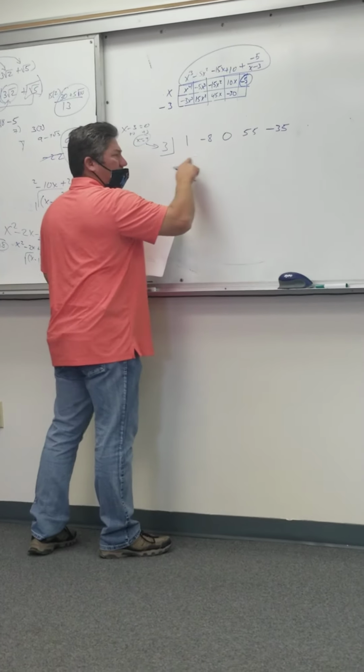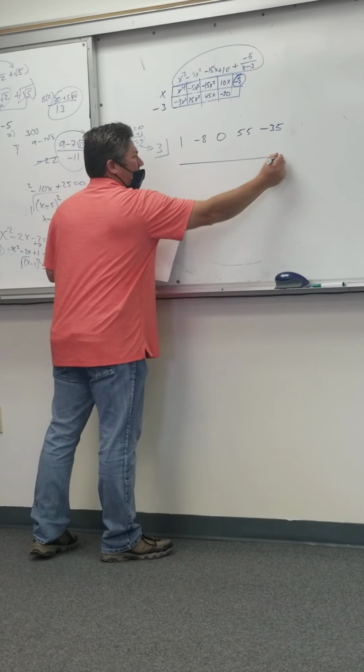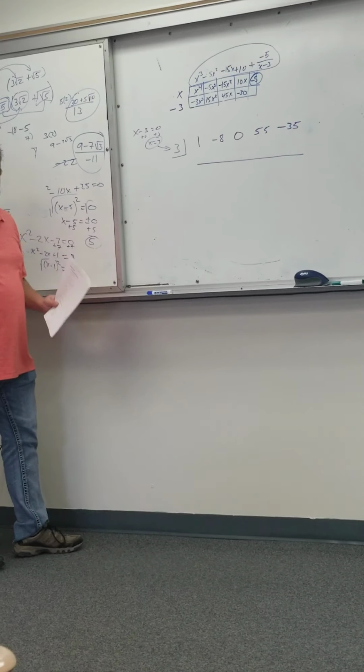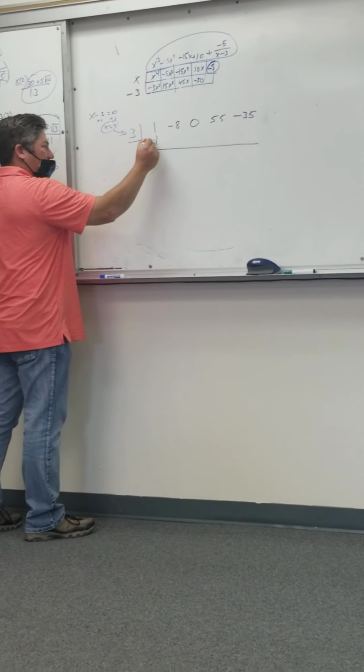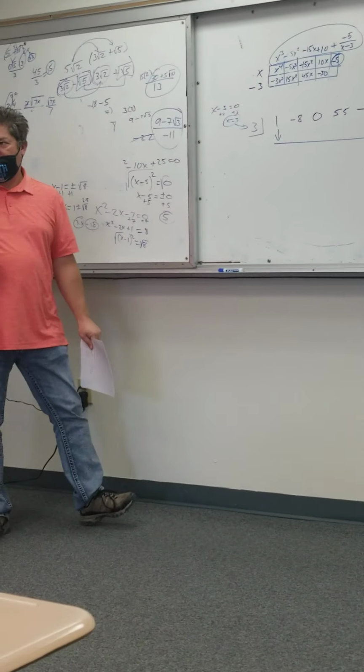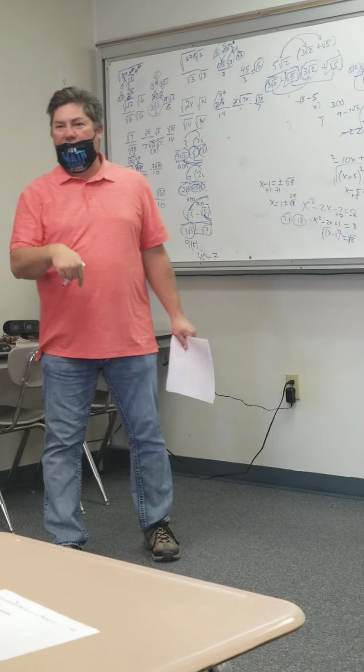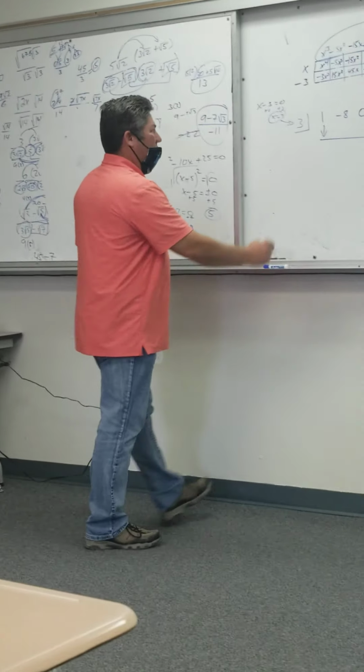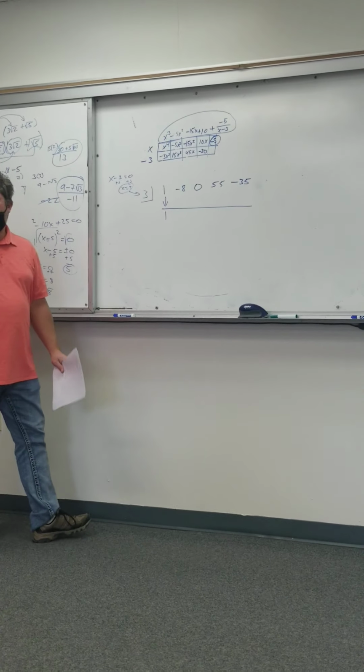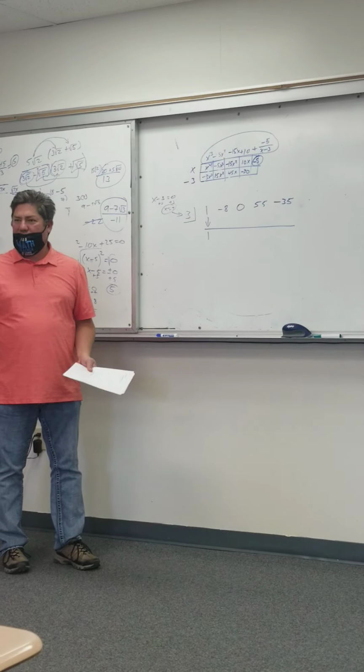Give yourself some space and draw a line underneath it. This is the best way to do this. And then I drop the first coefficient. In this case, I'm dropping a what? 1. That's important. A lot of kids start multiplying and then they don't know what to multiply by.